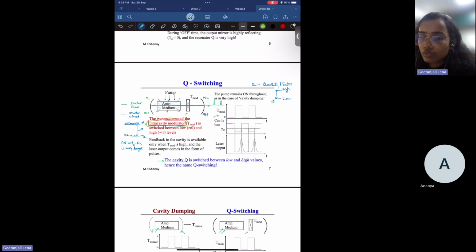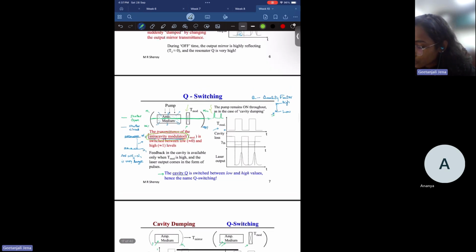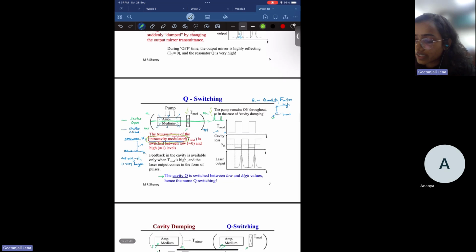And during this Q switching, the pump is already on. It is on over the entire interval of time, but because of the intracavity modulator, we'll see a pulse output through this cavity. So let us see how you can achieve this pulse modulation. This intracavity modulator usually acts like a shutter. So shutter means it is open for a particular interval of time, and it is closed for a particular interval of time.